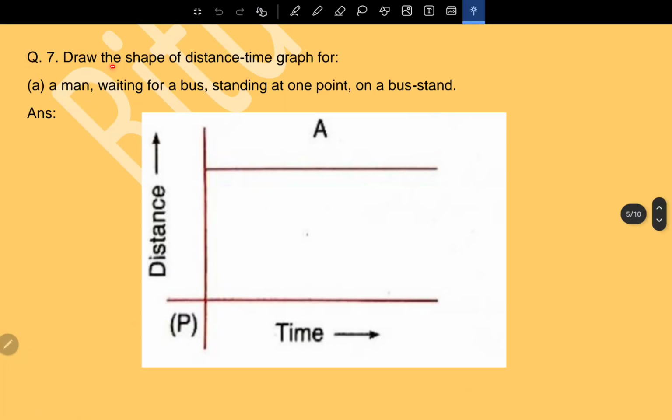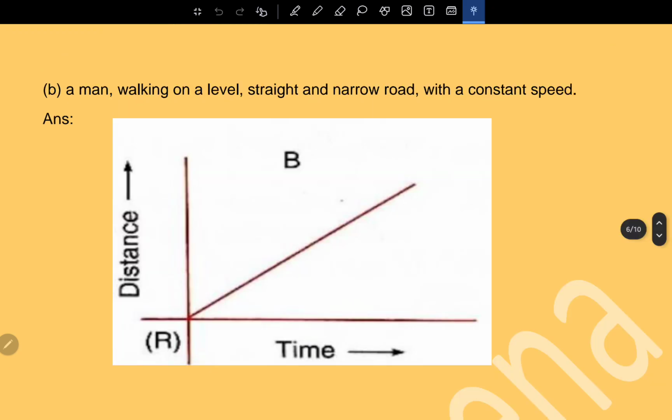Question number 7, draw the shape of a distance-time graph for a man waiting for a bus, standing at one point on a bus stand. So this is the diagram. The distance is not increasing, but the time is increasing. So the man is just waiting. He's not in motion.